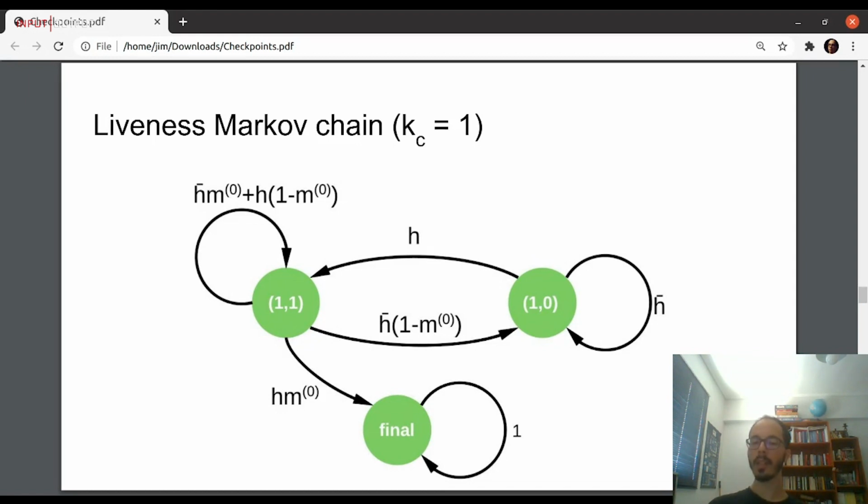So if we are in a state where the second index is 0, then the only way to go back to the beginning of the execution and start again is if the honest parties also go to 0, if the index of the honest parties also goes to 0.